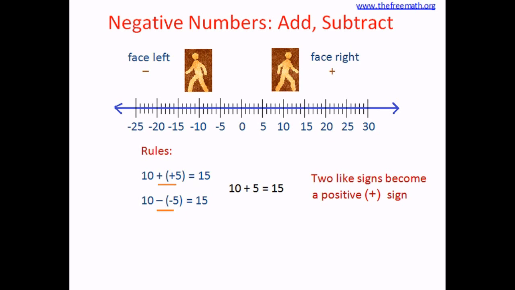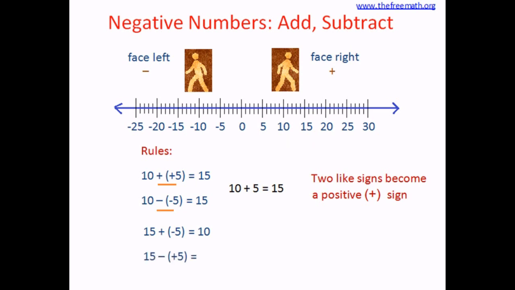Now let's take unlike signs. The next example is 15 plus negative 5. 15 is positive 15, plus means you are going to walk forward. Negative 5, that means you turn around and face left and walk forward 5 steps, so you get 10. So the answer is 10.